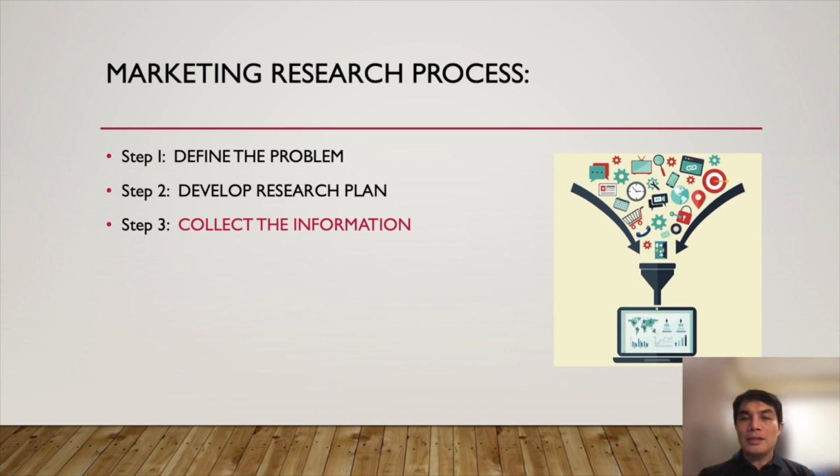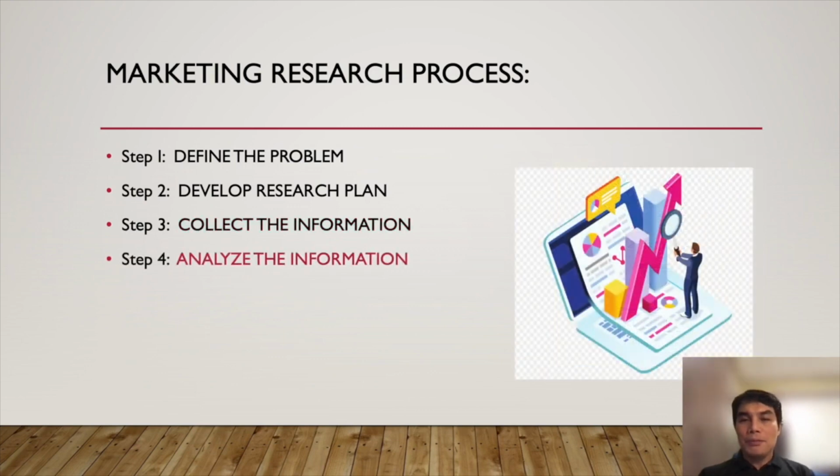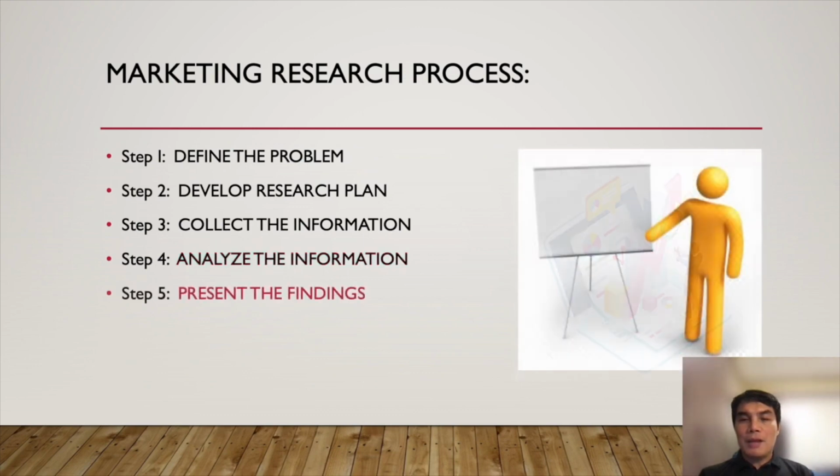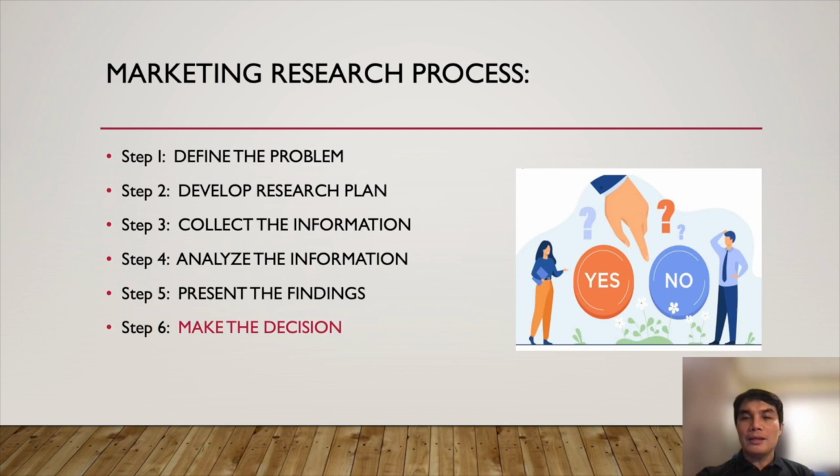Step 3. Collecting information. This is the data collection phase of marketing research. Researchers must ensure that reliable data is collected for analysis. Step 4. Analyzing information. This is the process to extract findings by tabulating the data and developing summary measures. Step 5. Presenting the findings. This is the process of translating information into insights and making recommendations to management. And step 6. Making the decision. The process of choosing different alternatives.